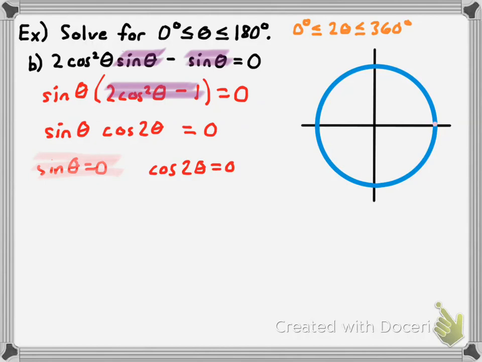We know at 0 we get one of those values, and we know at 180 degrees we get one of those values. And this time, since we're only looking between 0 and 180, that's going to be it for that. So that equation is going to tell us that theta could either be 0 degrees or 180 degrees.